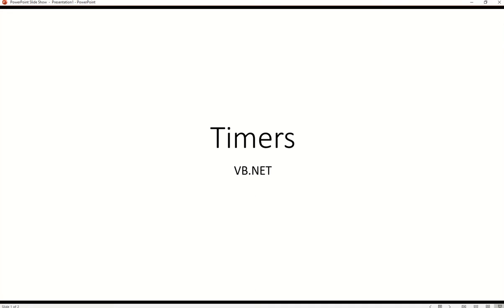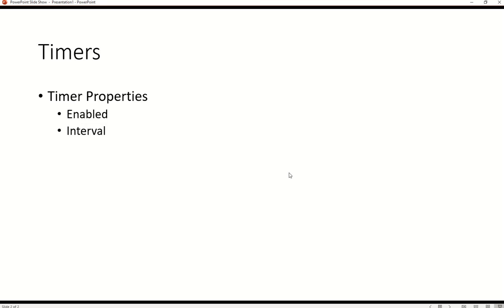Hi, in this video I'd like to show you how to use timers in Visual Basic .NET. It's very similar to doing it in C# or C++ .NET, so this is really a .NET thing. So let's get started. The timer has particular properties that we're going to be dealing with, in particular Enabled and Interval. They're the two main ones that we'll see.